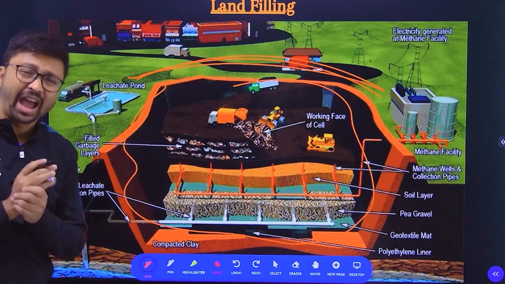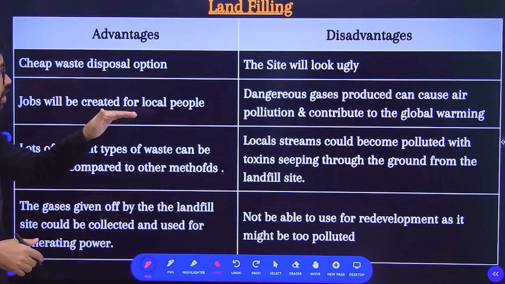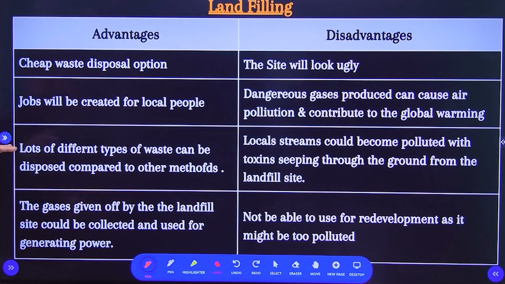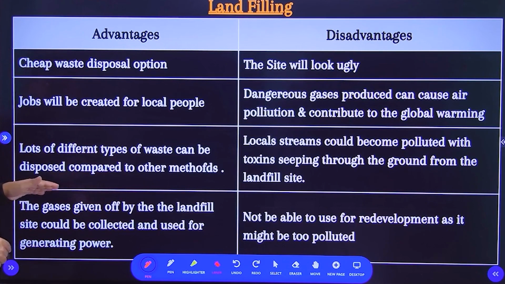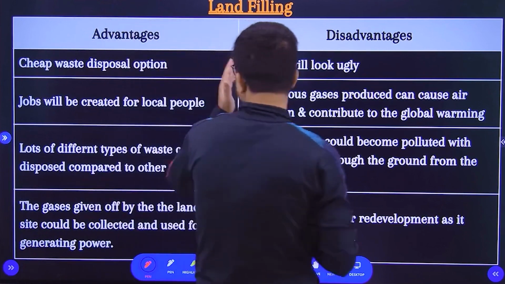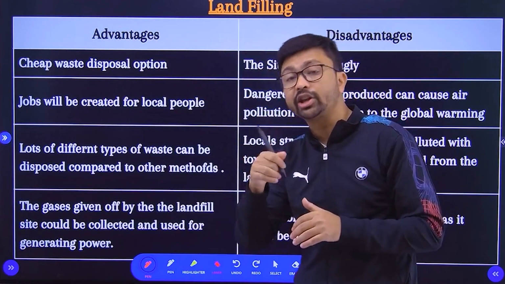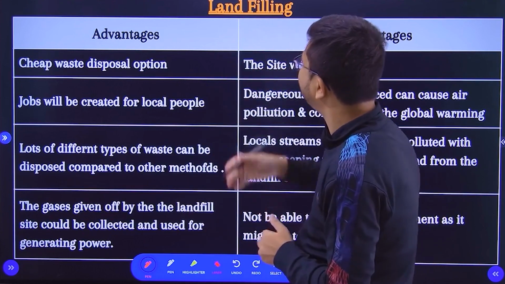Now what are the advantages of landfilling? The advantage is that it is cheap waste disposal, right? Next, jobs will be created for local people. Lots of different types of waste can be disposed of compared to other methods, and the gases given off by the landfill site could be collected and used for generating power. So those are the advantages of landfill, as well as what were the disadvantages of open dumping. That also is considered here as an advantage.